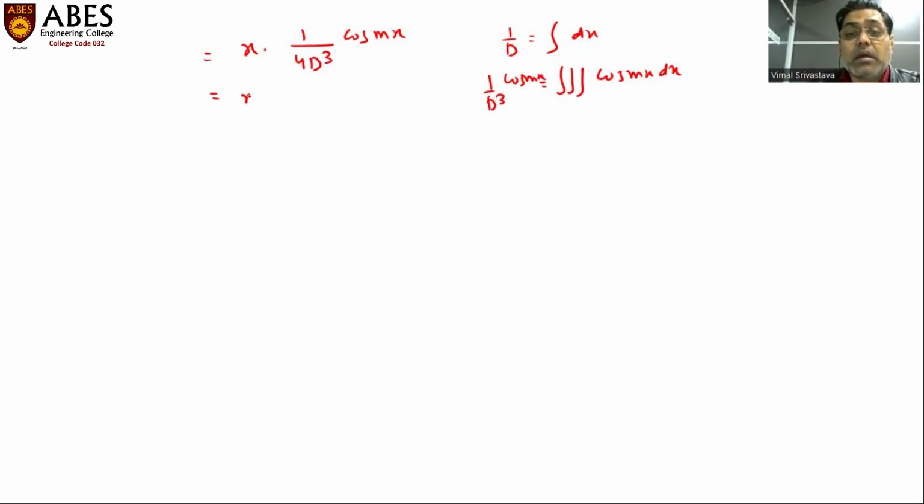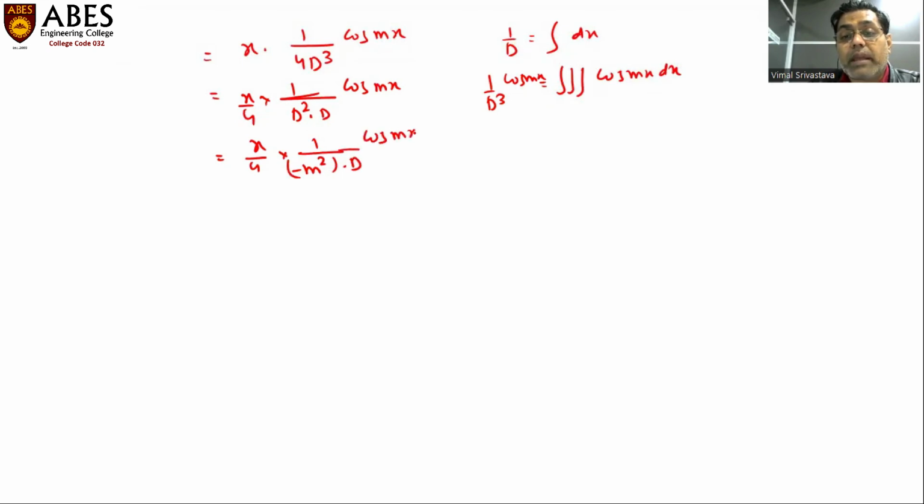Second method is that x upon 4 multiplied by 1 upon D cube can be written as D square into D into cos mx. So this will become x by 4. Again, this D square is replaced by minus of m square into D into cos mx. So this will become minus x upon 4 m square into 1 upon D cos mx.